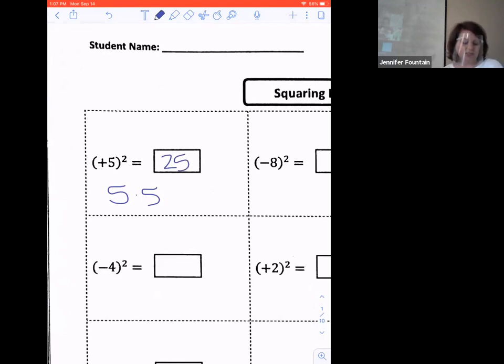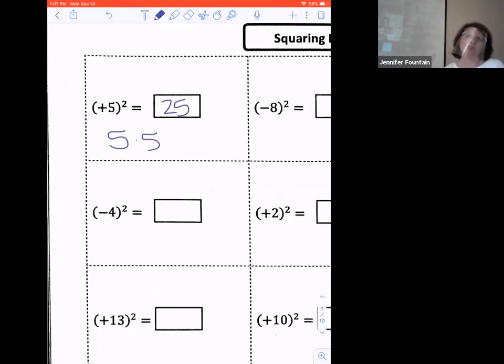All right, let's look at the next one. I have negative 4 squared. So that means I have negative 4 times negative 4. And remember, if I have a negative times a negative, what kind of answer am I going to have? A positive answer. So negative 4 times negative 4 is going to be what? 16. Good.